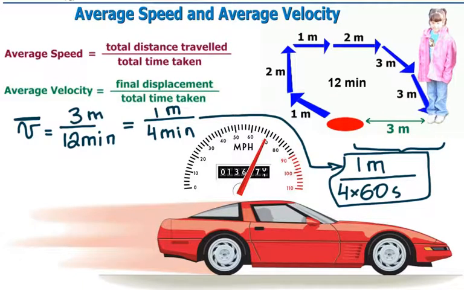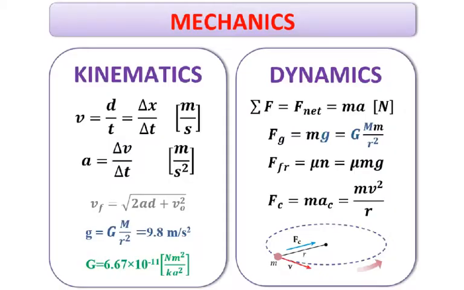So here's the difference between average speed and average velocity and how to calculate it. Speed and velocity are measured in meters per second. It is distance over time for average speed, and it is displacement over time for average velocity. So we just looked at the average velocity formula. It's the displacement over time.